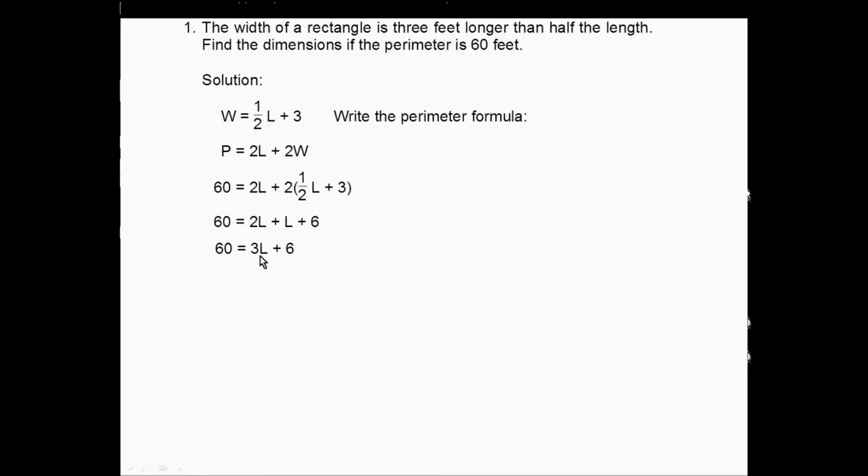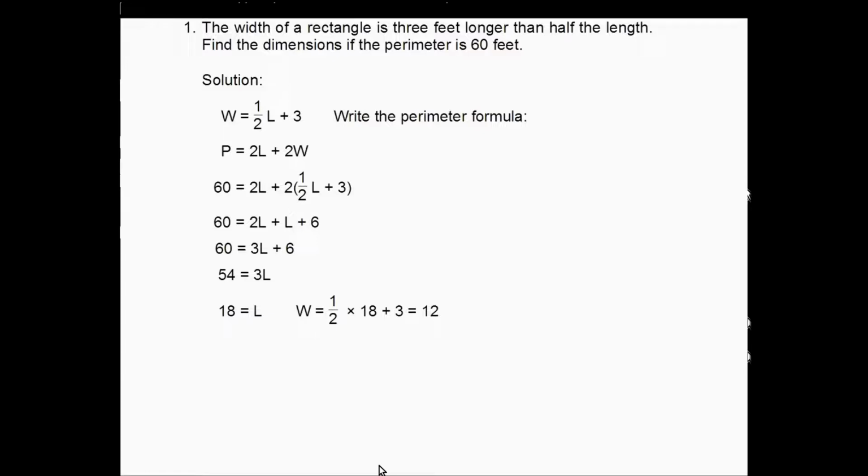Okay, again, I'm going to keep the variable on the right. So subtract 6. Okay, 54 is equal to 3L. Divide by 3. Get 18 as L. Okay, we have L. Now remember, we said if we could find L, we'd go way back up here and replace L with the value to get W. So L is 18. So my width is going to be 1/2 times 18 plus 3. You get 12. Half of 18 is 9. 9 plus 3 is 12.